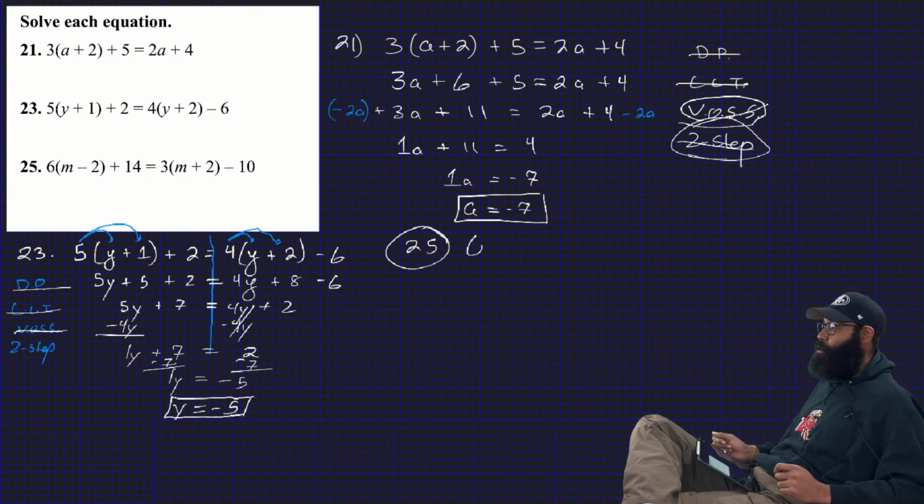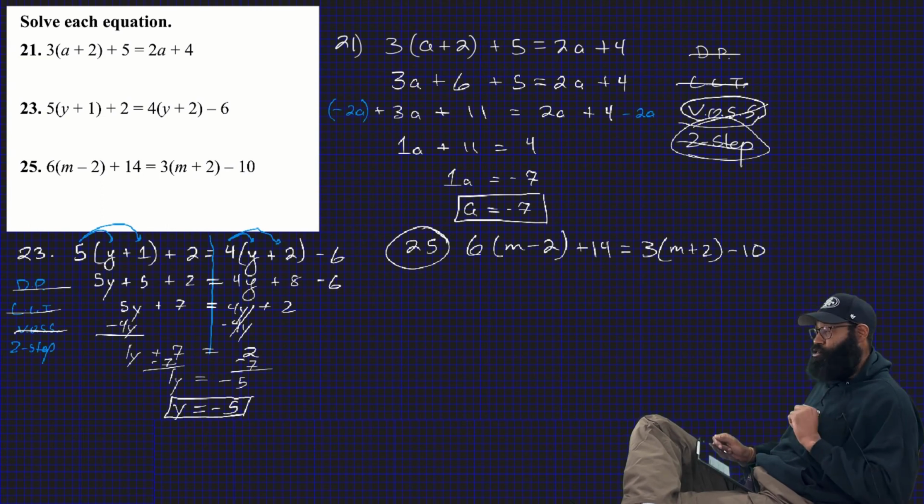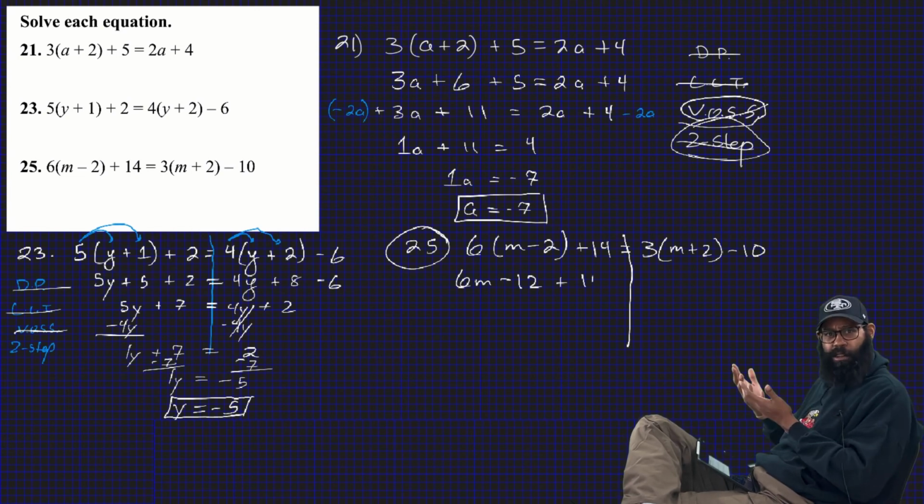What about 25? On 25, I see variables on both sides. I see parentheses on both sides. And I see a drop down, meaning that plus 14 we just wrote is just going to come down after the distributive property. And that minus 10 is just going to drop down right after the distributive property.